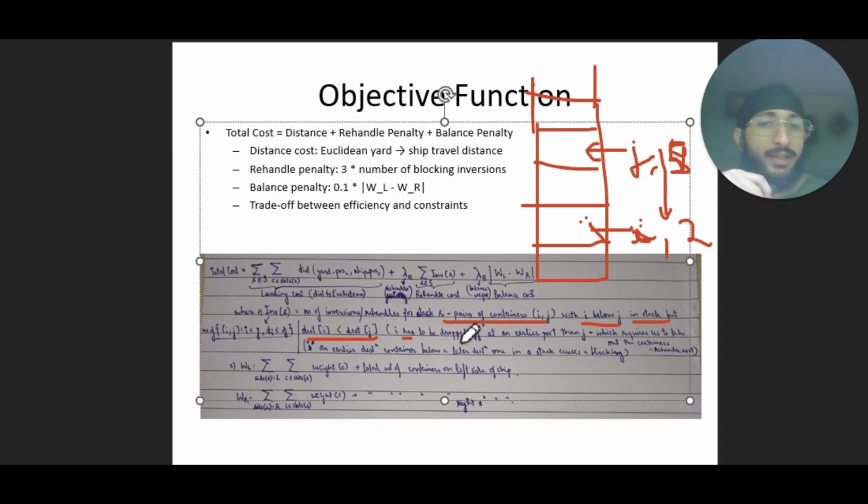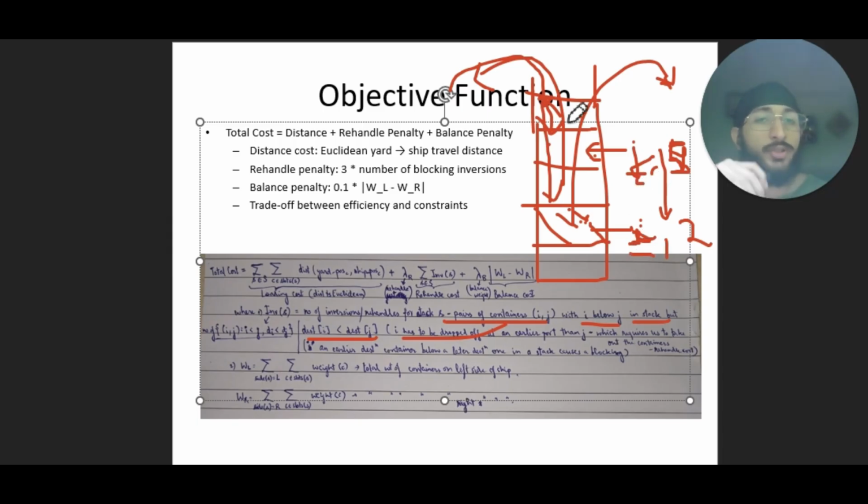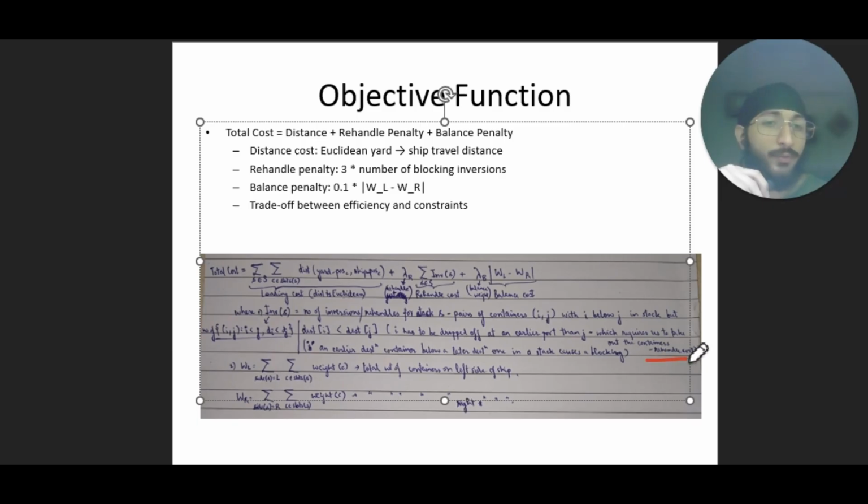So this would mean that i has to be dropped off first. That means i has to be dropped off at an earlier port than j. So we have to unload these containers from the stack, drop off i at port number 2, and then load all these containers back above i, since they do not have to be dropped off earlier. Later on j would be dropped, but i has to be dropped off first. So this is the cost that is required to take out all the containers. That is the number of inversions, or the rehandle cost.